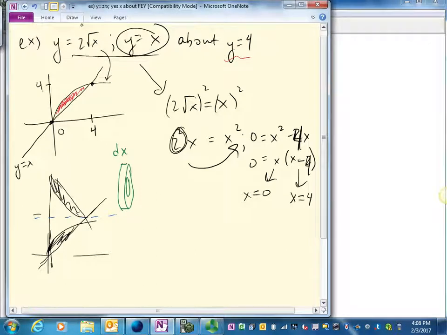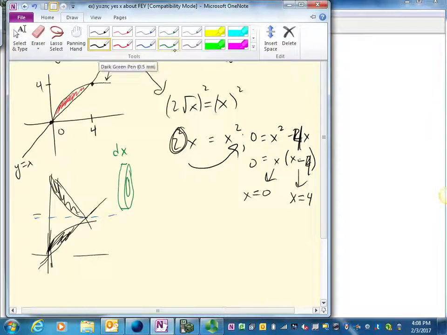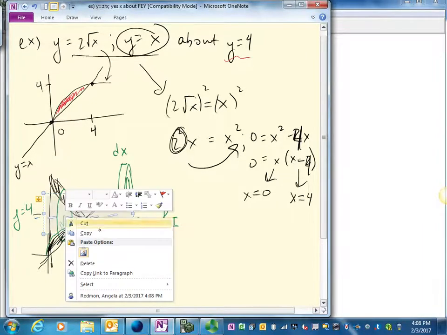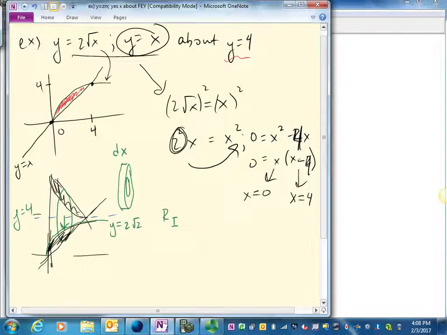I am looking at one of my discs or washers, and what I really need to do here is to figure out what my inner radius is and what my outer radius is. Well, to get to an inner radius, I have to go up to my axis of revolution, which is 4. That inner radius, I need to go from 4, but down to this curve, and the curve is y equals 2 radical x. So to get to the points on the inner radius, I need to go up to 4, my axis of revolution, and then down to the inner layer.